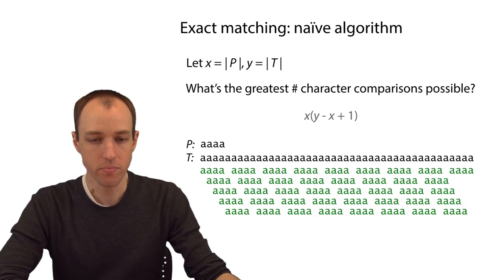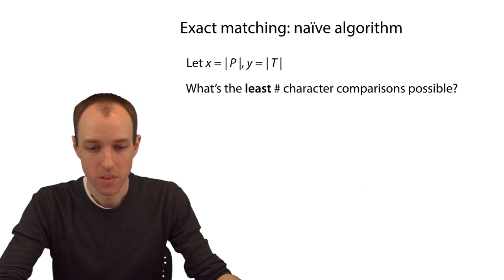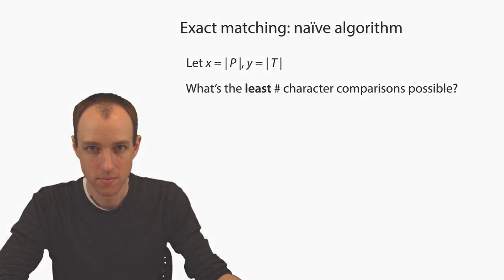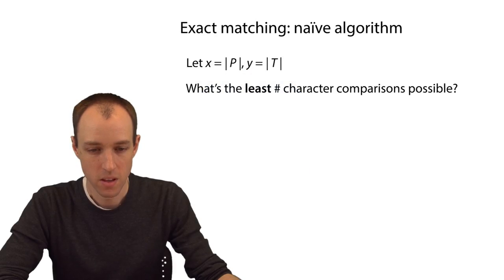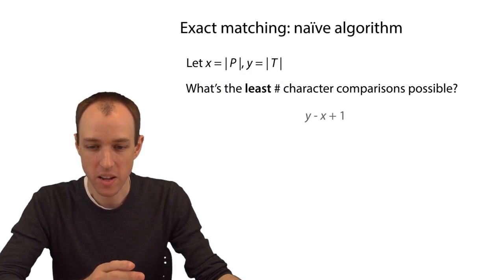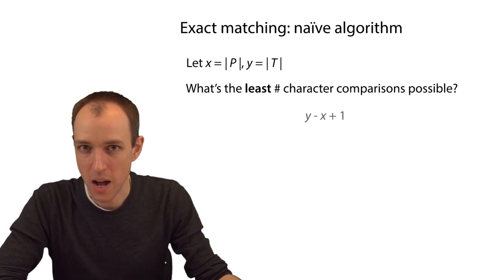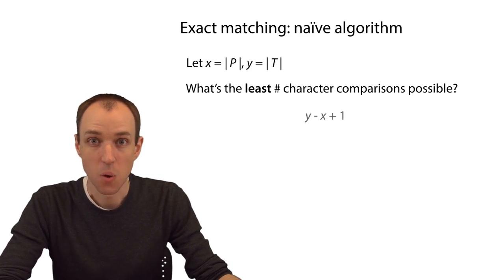Here's another question. What's the least number of character comparisons that are possible? So here the answer is y minus x plus 1, which again is the number of possible alignments of P to T. Why is that the answer?